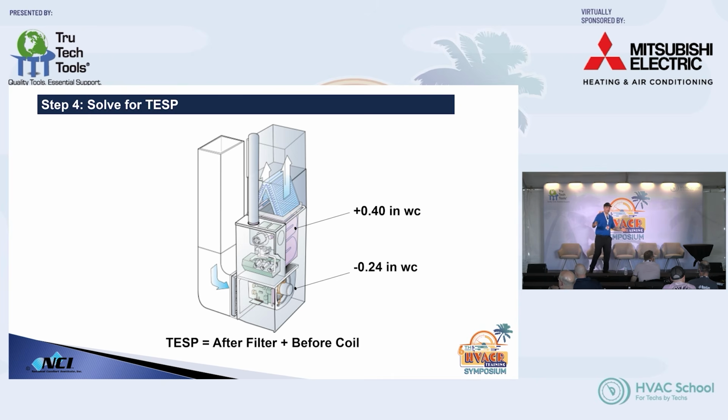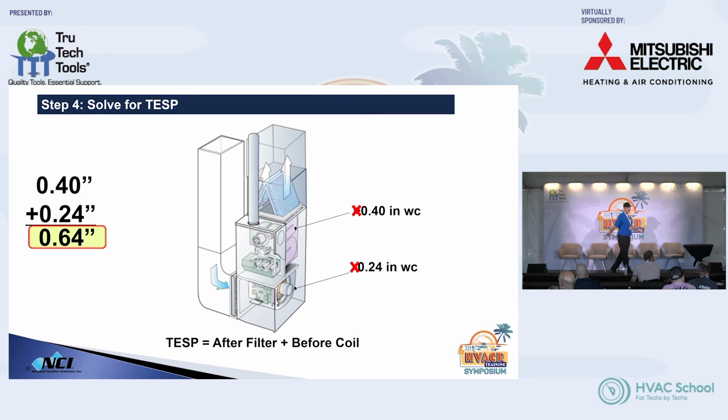So how do you solve for TESP now, right? Well, we already solved for our before coil pressure, and we already solved for our after filter pressure. So we get rid of our signs, it's absolute pressure, right? Add them together, and look what happens. We have 0.64. Is that a bad static pressure for a gas furnace with an evaporator coil? Would you guys say that's bad? We're delivering our correct airflow, and our static pressure is 0.64. I mean, usually our rated is maybe 0.5, but I'm not going to complain about this.